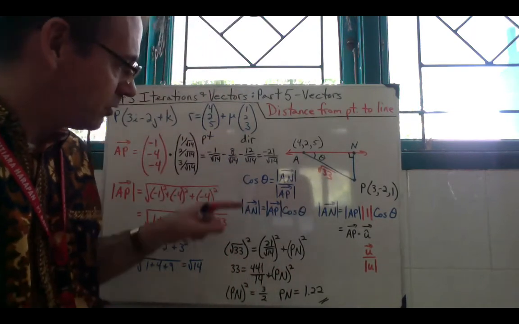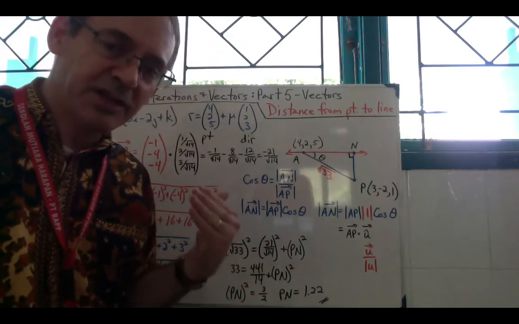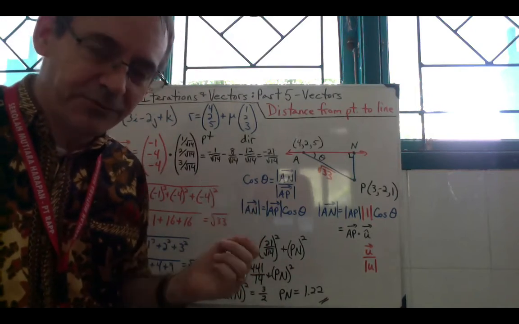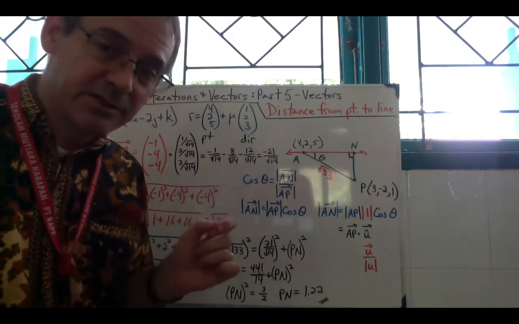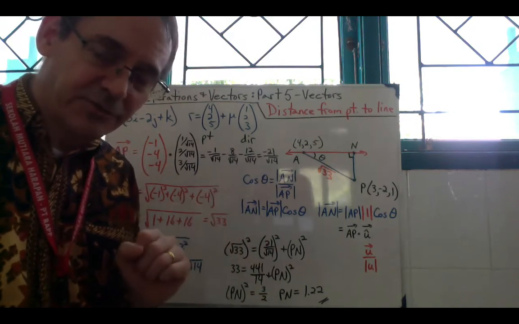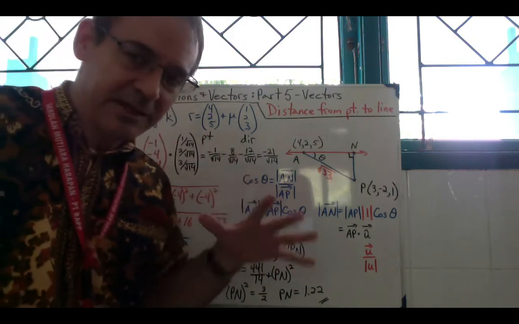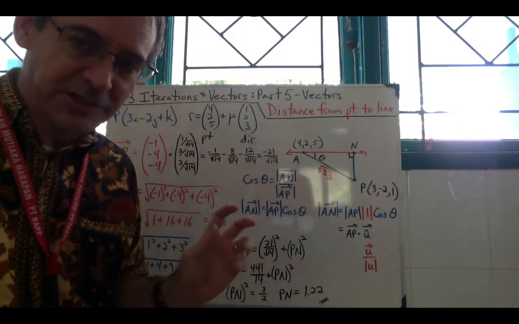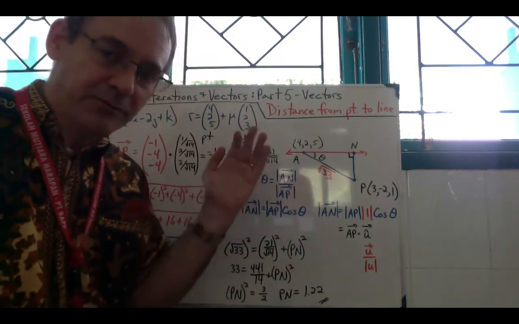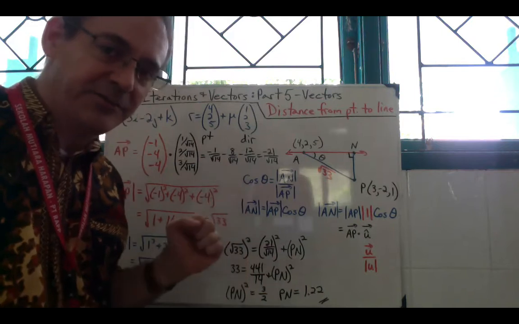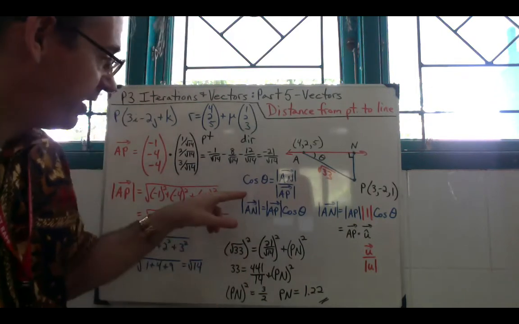So if we do cosine of the angle, now why cosine? Because it's in our dot product. The only trig function that we've worked with respect to vectors is the dot product formula, which has the cosine theta in it. It doesn't mean that you can't use other trigonometric functions with vectors, but as far as the new features that we've learned in vectors, we have learned specifically about cosine theta.